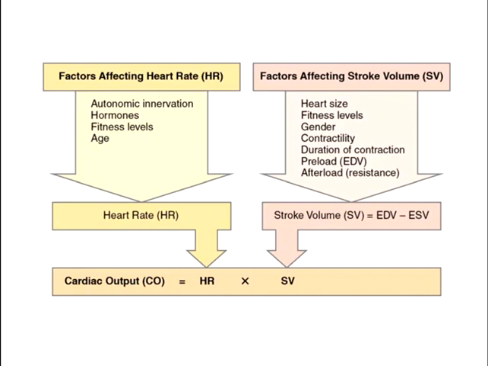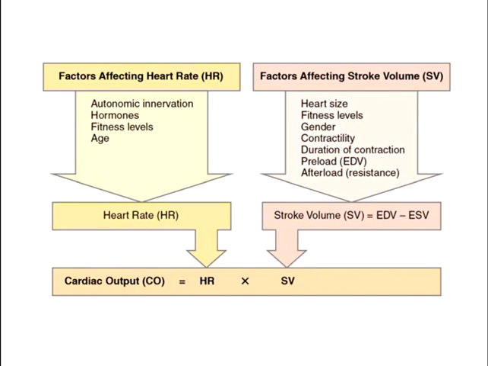Fitness levels, again, will impact stroke volume. You might say, I know people who are highly fit who have very low resting heart rates, but on the flip side of that, their stroke volume is actually much higher. So there's a way to balance that out so that the cardiac output is still the same. Contractility: things that influence the strength of contraction, so basically how much output is being generated. And the duration of the contraction, so how long the contraction is occurring.